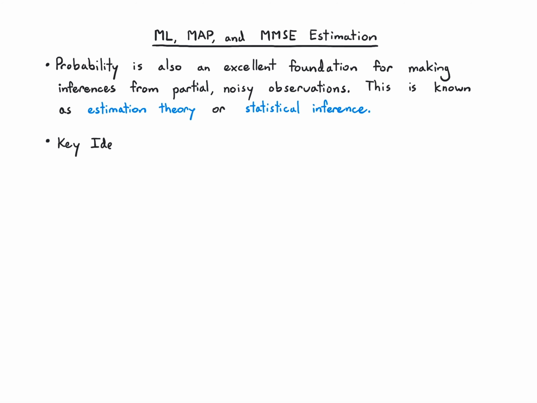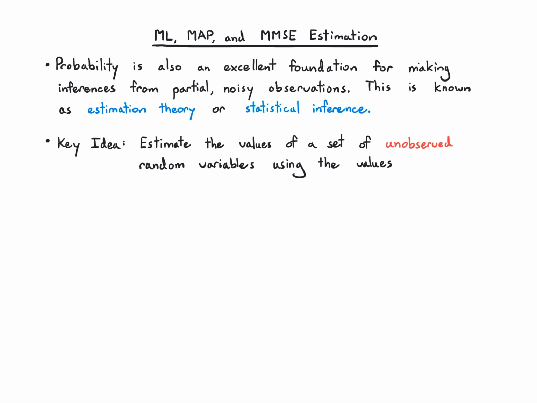The key idea here is that you're trying to understand or estimate a set of unobserved random variables, right? And you have the values of another set of observed random variables, right? So that's kind of the trick. You're trying to go and use one of these to predict the other.